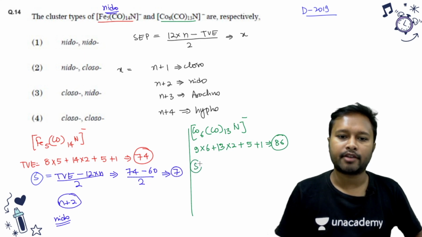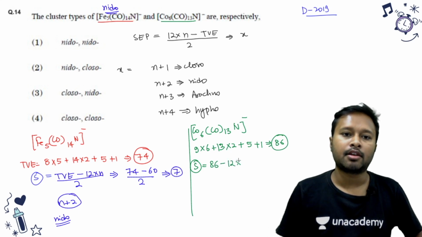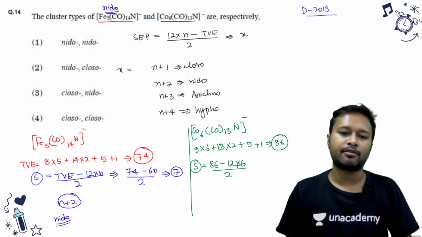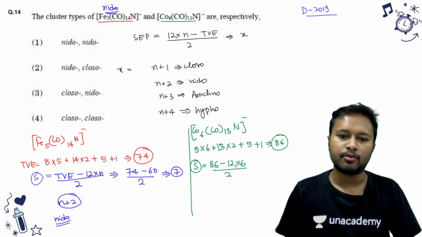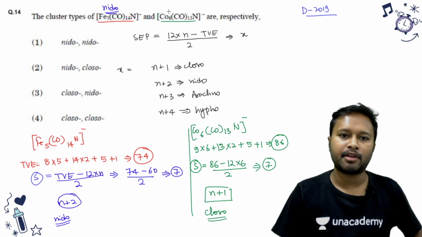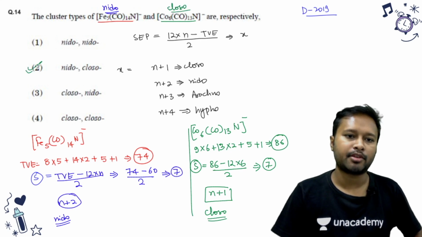Now when you calculate the skeletal electron pair, that is going to be 86 minus 12 into 6, right, divided by 2. So 12 into 6 is 72, and 86 minus 72 is 14, divided by 2 gives you 7, right? So you are going to get 7. So 7 can be written as n plus 1 here. Why? Because the metals over here are 6. So 6 plus 1 gives you 7. So this particular structure is basically closo. So your correct answer comes out as option number 2.